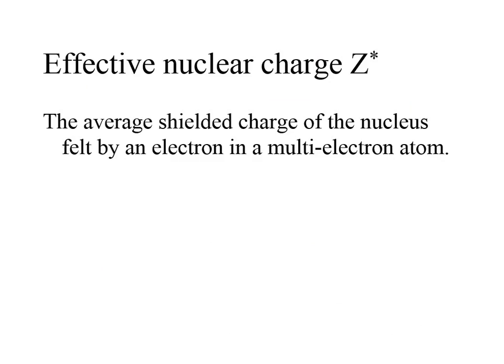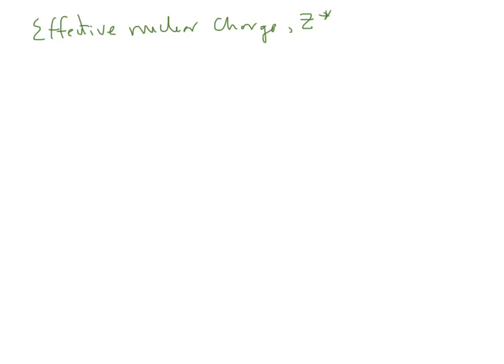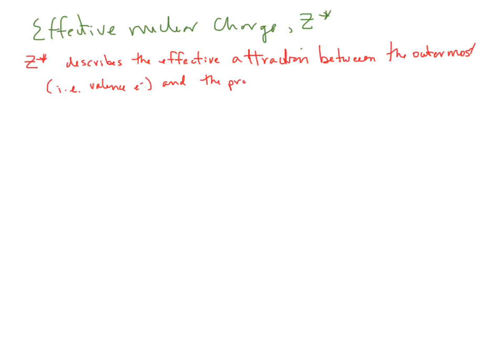So just one more tidbit about why the trend across the period is for it to get smaller. It's all about something called the effective nuclear charge, which the symbol for is Z star. I put together a little show at my desk of how this works. So effective nuclear charge is Z star, okay? And Z star actually describes the attraction of the valence electrons to the nucleus.